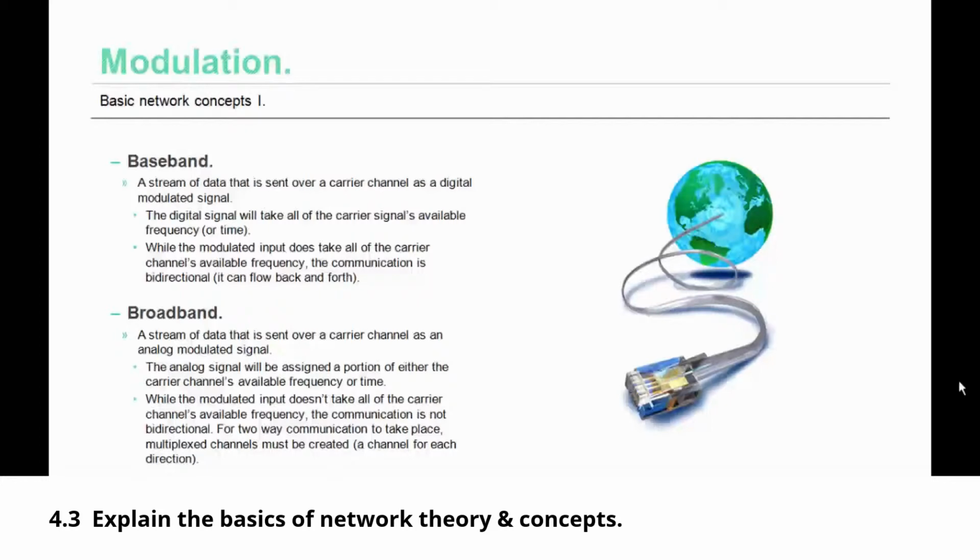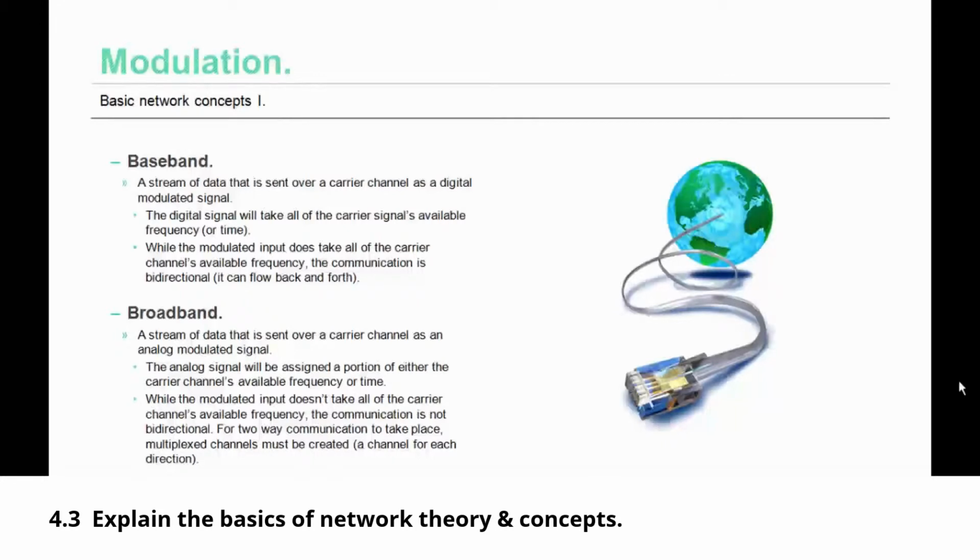While the modulated input does take all of the carrier channel's available frequency, the communication is bidirectional. It can flow back and forth. A simple definition of a broadband carrier channel is a stream of data that is sent over a carrier channel as an analog modulated signal.